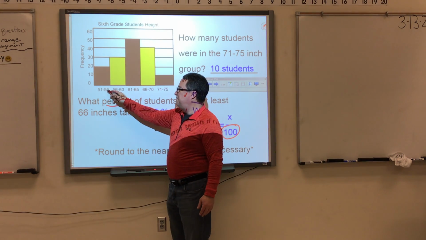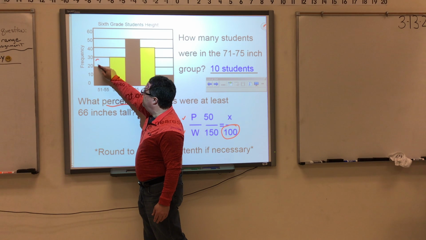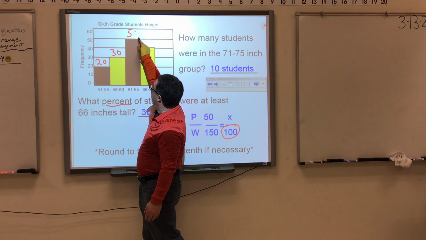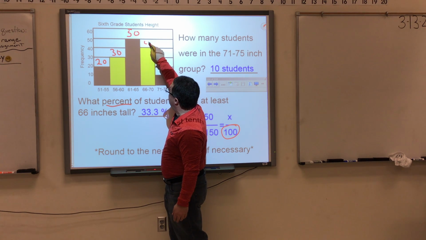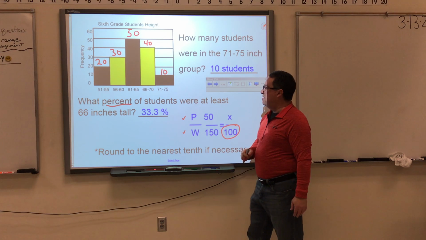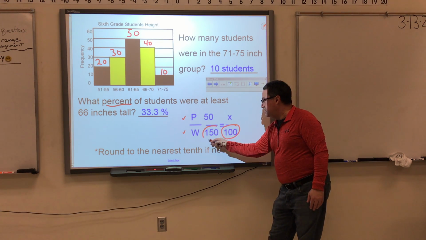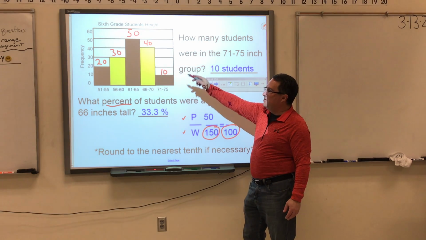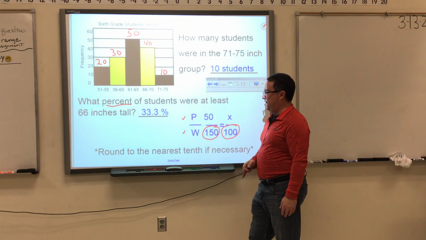How many students from 51 to 55? There were 20. How many here? How many here? How many here? And how many here? If I added those all together, I have a total of 150 students. 20 plus 30 plus 50 plus 40 plus 10.